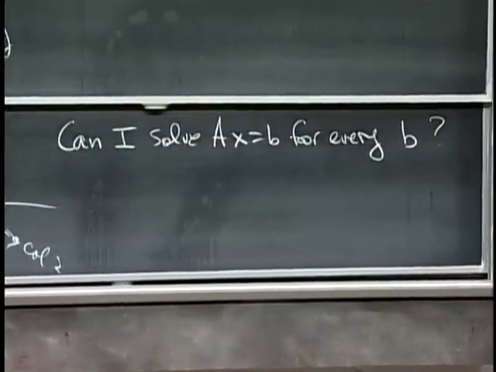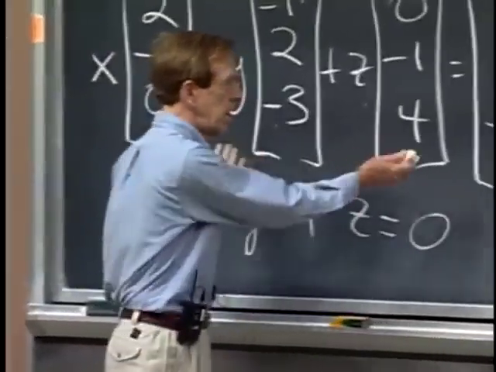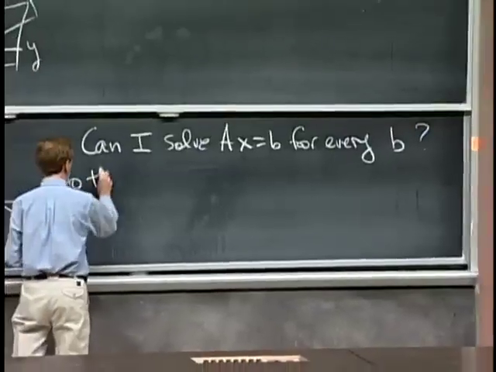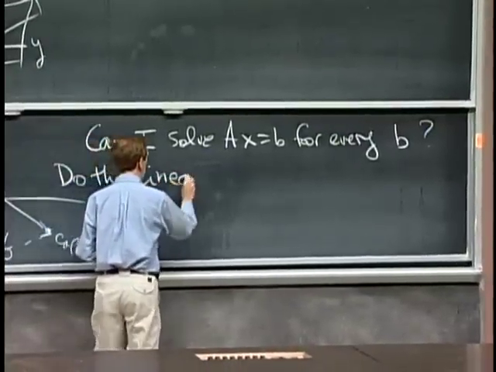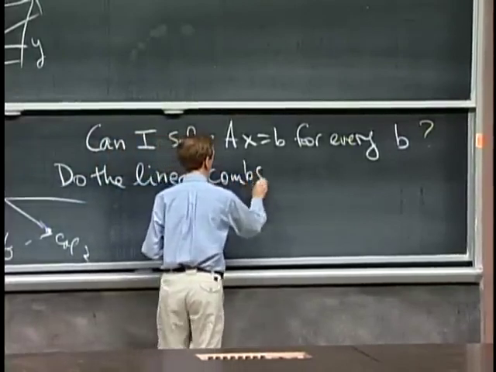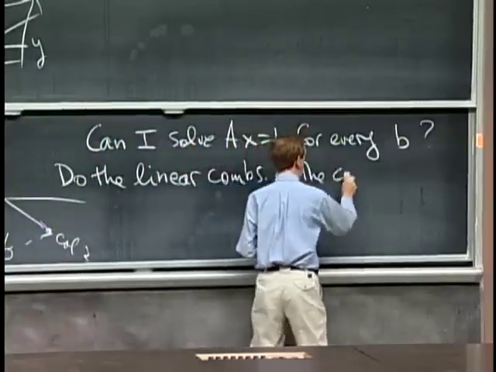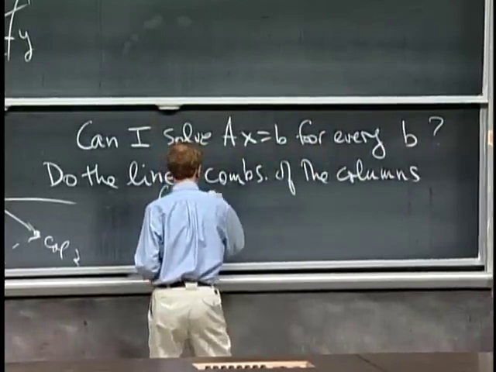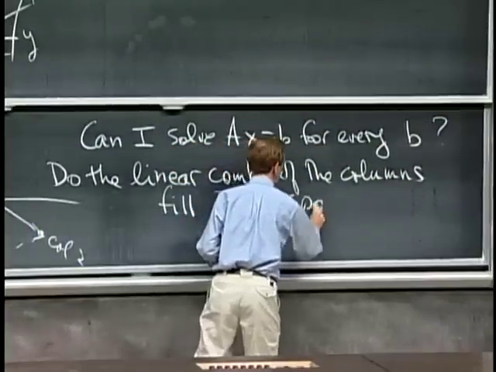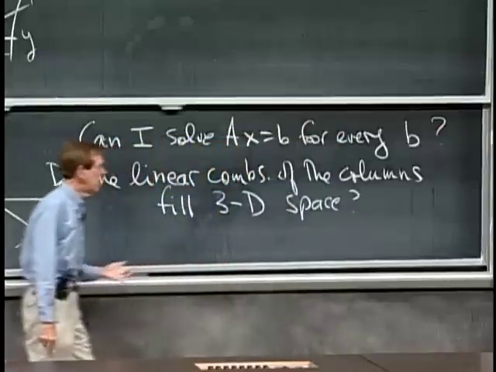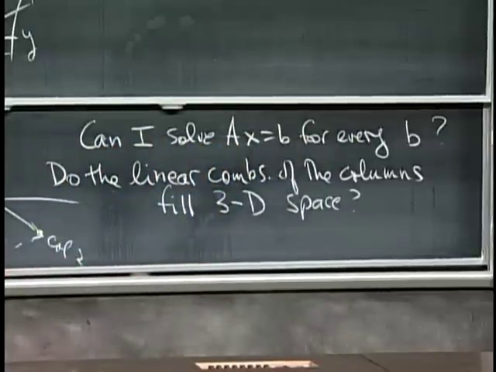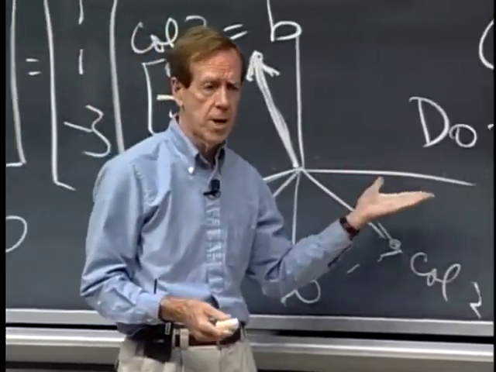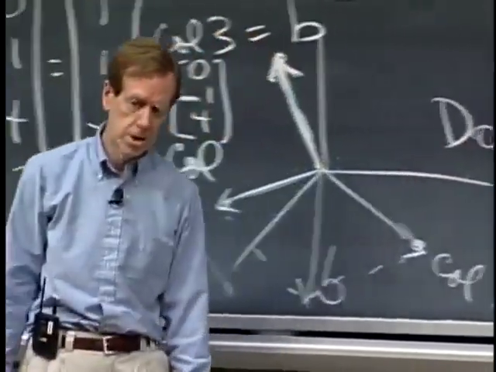So now, can I put that in different words? In linear combination words? So in linear combination words, do the linear combinations of the columns fill 3-dimensional space? Every B means all the B's in 3-dimensional space. So do you see that I'm just asking the same question in different words?